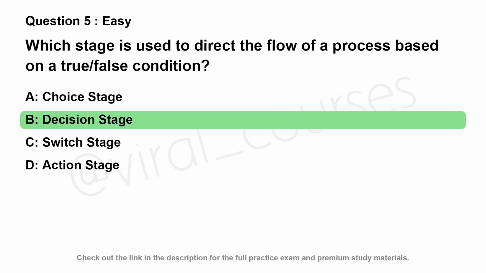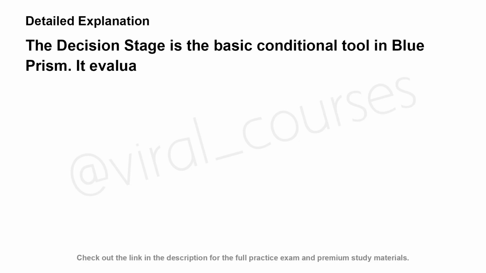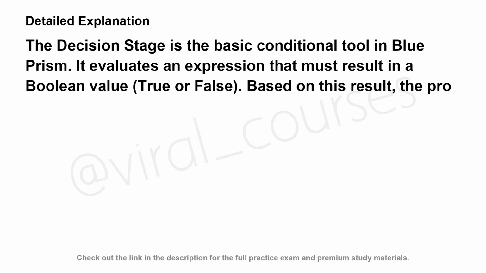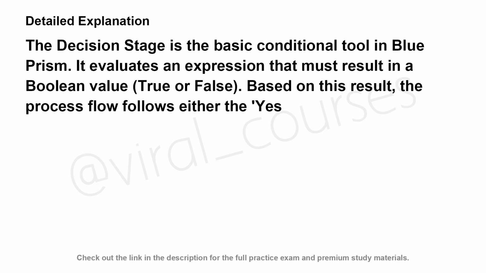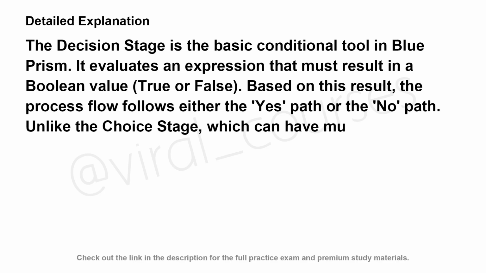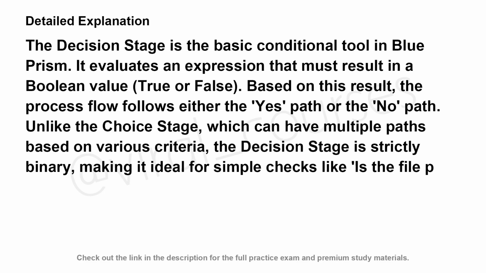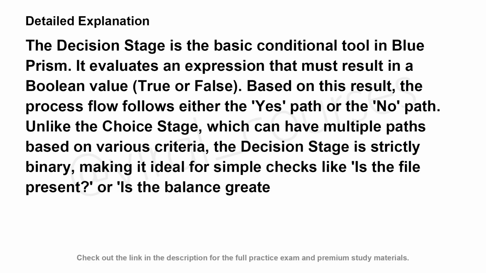The correct answer is B. The decision stage is the basic conditional tool in Blue Prism. It evaluates an expression that must result in a Boolean value, true or false. Based on this result, the process flow follows either the yes path or the no path. Unlike the choice stage, which can have multiple paths based on various criteria, the decision stage is strictly binary, making it ideal for simple checks like, is the file present? Or, is the balance greater than 0?